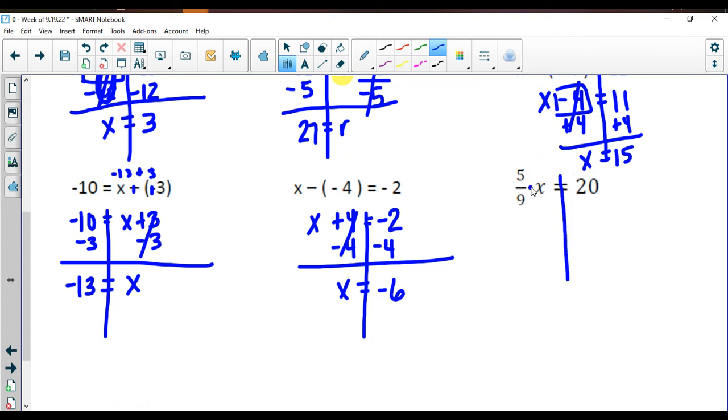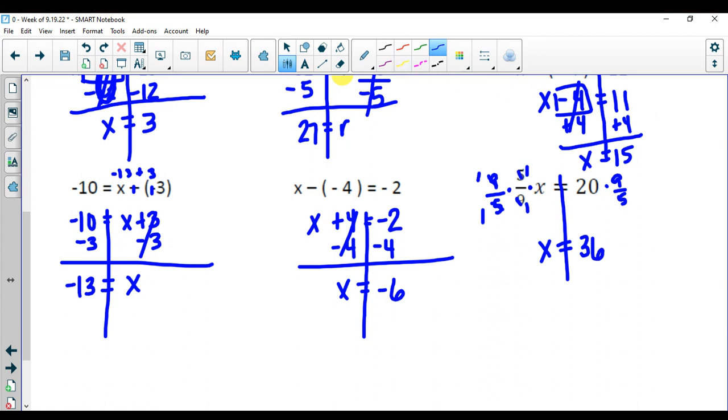The last one here we have is a multiplication one. So you have 5/9 times x. To undo this, we would divide. But when we divide by fractions, remember we actually multiply by the reciprocal. So I'm going to do that on both sides. When I multiply by the reciprocal, the 9's cancel out, the 5's cancel out. So 1 over 1 is just 1x, which is really just x. I'm going to do 20 divided by 5 is 4 times 9 is 36. So 20 times 9/5 is 36.